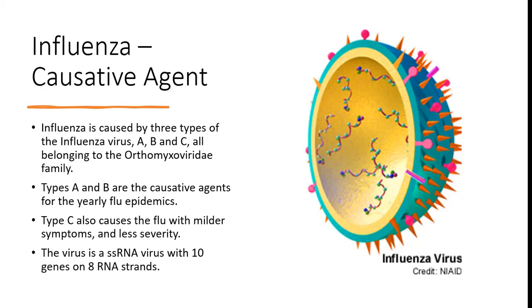Now, you need to understand a little bit about the structure of the flu virus. So we've got it over here. As you can see, it is an enveloped virus. That's what this green teal color is. It does have spikes on it that we're going to talk about here in a minute, but it is an RNA virus, a single-stranded RNA virus.